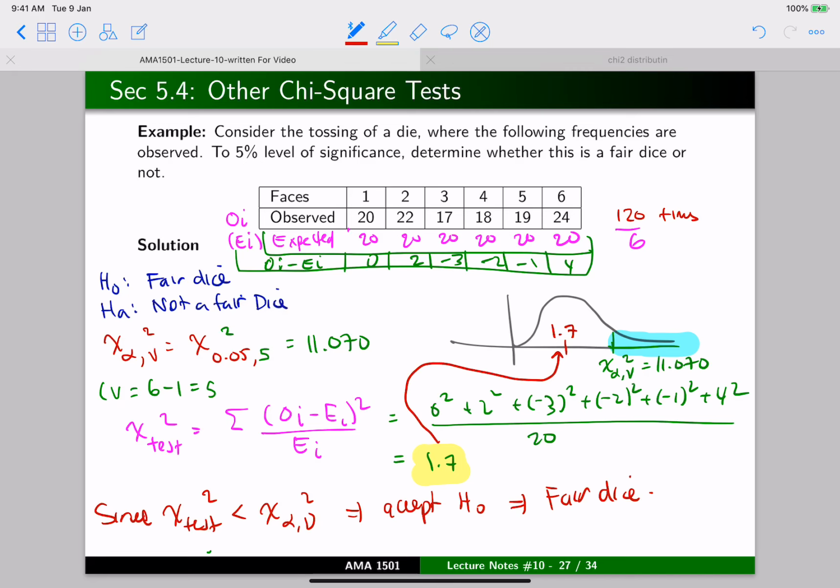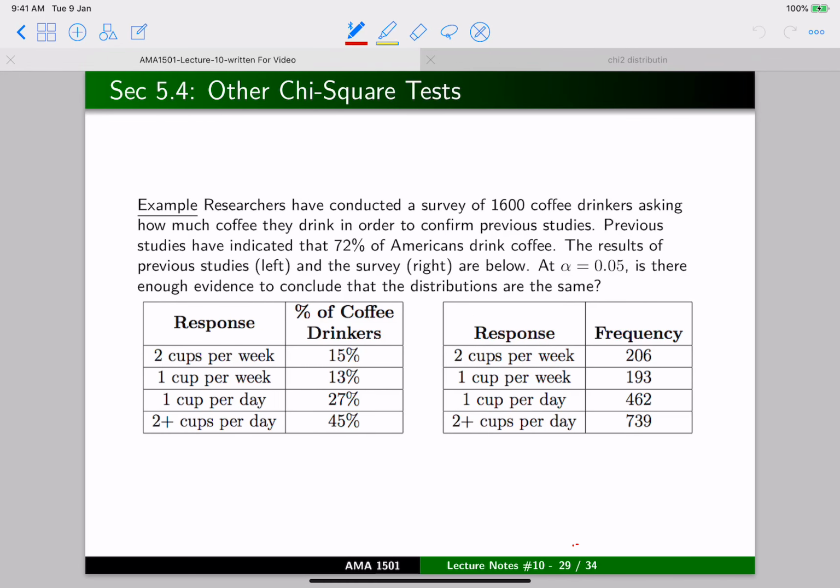So now let's try our second example. Researchers conducted a survey of 1,600 coffee drinkers, asking how much coffee they drink in order to confirm previous studies. Previous studies indicated that 72% of Americans drink coffee. The results of the previous studies on the left, so this is the previous historical data, and the survey on the right are the present data. At 0.05 significance, is there enough evidence to conclude that the distributions are the same?